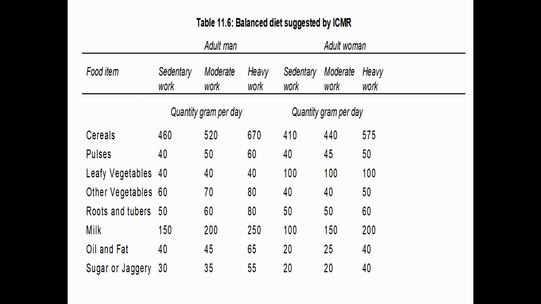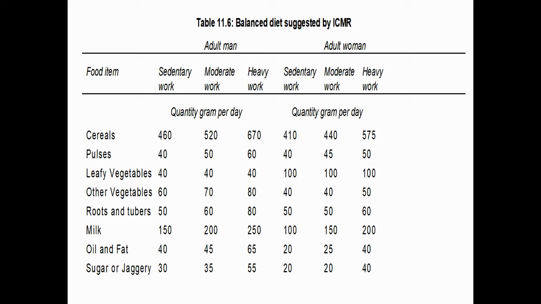And then a balanced diet suggested by ICMR, for adult men and adult women. For adult men, what you should take, and for adult women, what you should take. Cereals, pulses, leafy vegetables and other vegetables are split into two columns. We are given 7 to 8 food items, and what amount adult men and women should take.